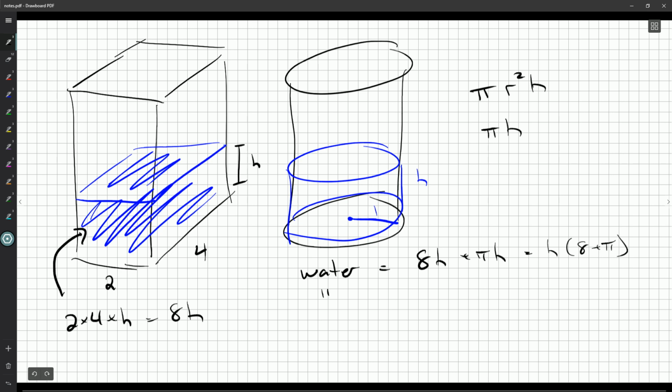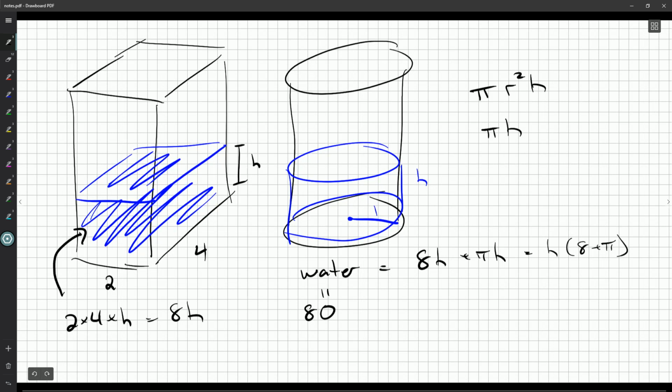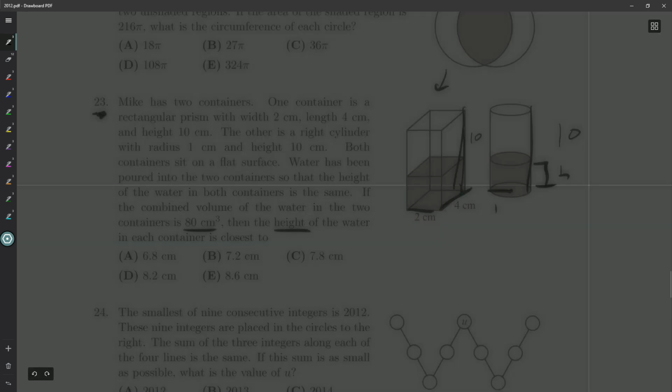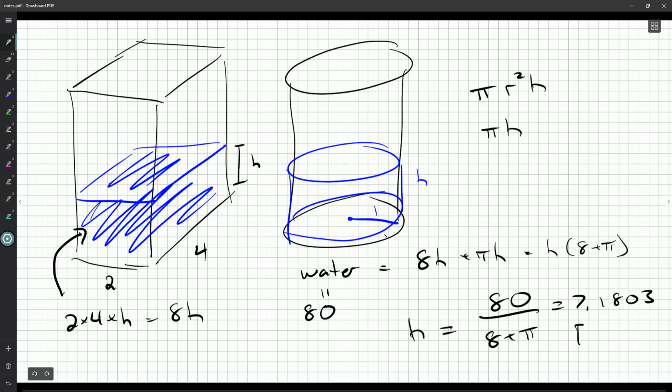But we're also told the total amount of water is 80 centimeters cubed. So we want the height of the water in the container. We can rearrange and solve for h. h is 80 over (8 plus pi). If you've got a calculator handy, this isn't too bad to round out. So 80 divided by (pi plus 8), and we get 7.1803. I think they were to one decimal place, so I'd round that to 7.2, which would be B. So we get an answer of B there.